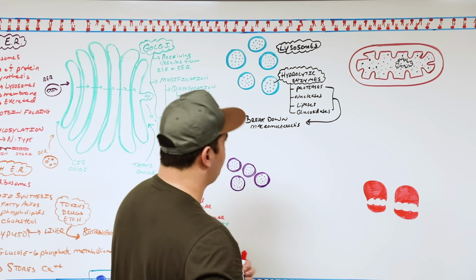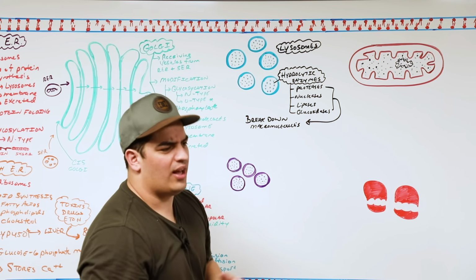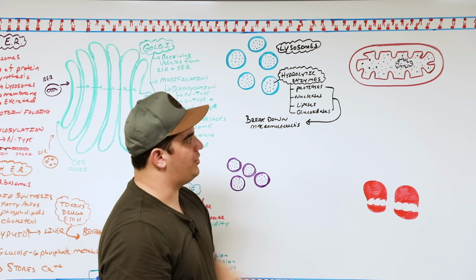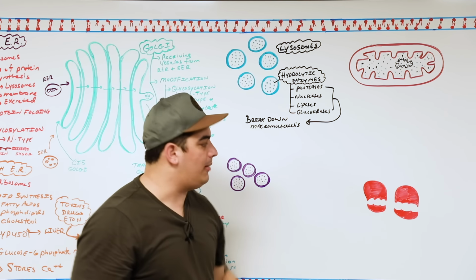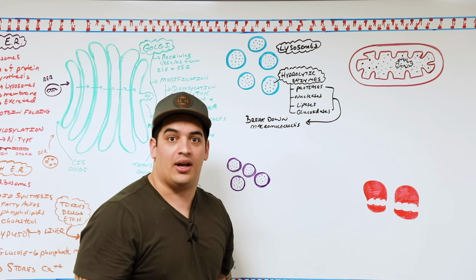The second thing, when organelles are getting worn down, maybe our mitochondria have had a rough day, maybe the cytoskeleton is starting to get all jacked up, maybe our ribosomes have pooped out and they're done.